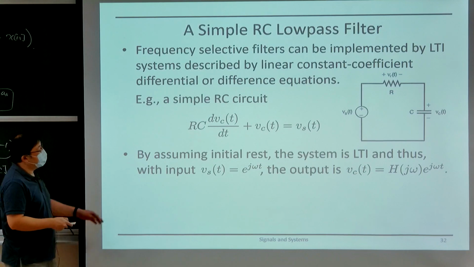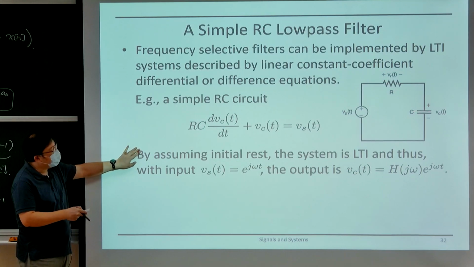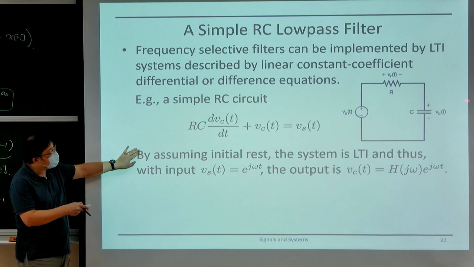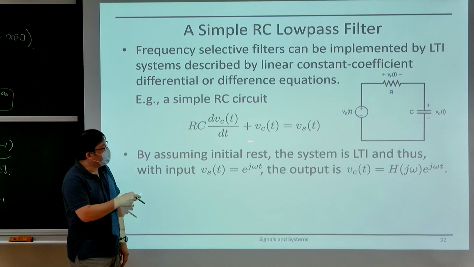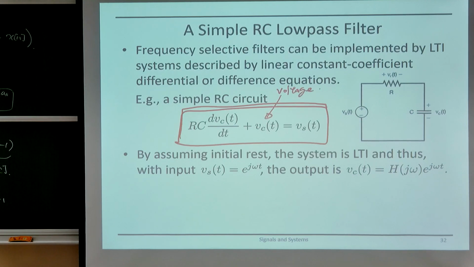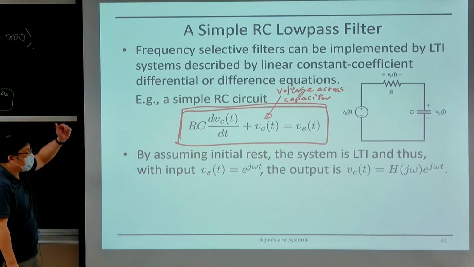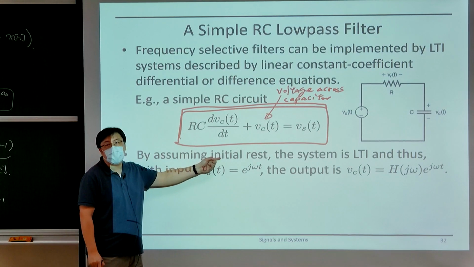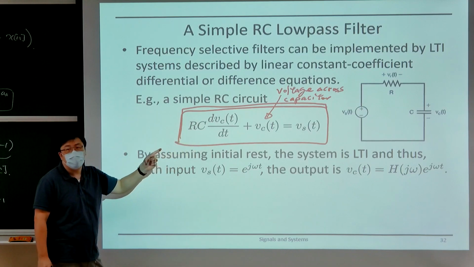So for example here, suppose we consider this simple RC circuit in cascade, and we let the input be the voltage source and the output be the voltage across the capacitor. In this case, the input-output relation can be described by this linear constant coefficient differential equation. Here, VC is the voltage across the capacitor. We already looked at this system in previous chapters, and we know that by assuming the condition of initial rest, this system must be linear and time invariant.